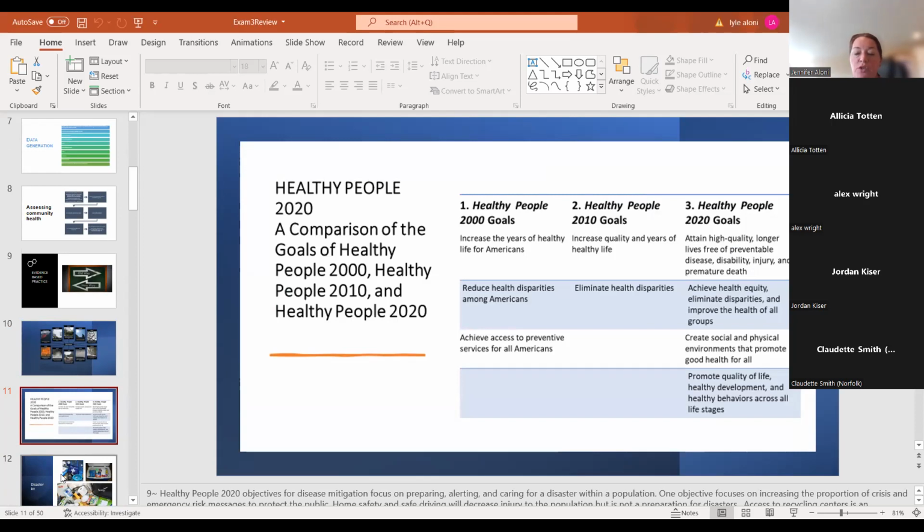We're going to be looking to prepare an alert for disasters. We want to make sure that a focus would be on increasing crisis and emergency messages to the public. And how are we going to communicate to the public? What kind of methods are we going to use to communicate messages during a disaster? Cell phone alerts. Yes, exactly.